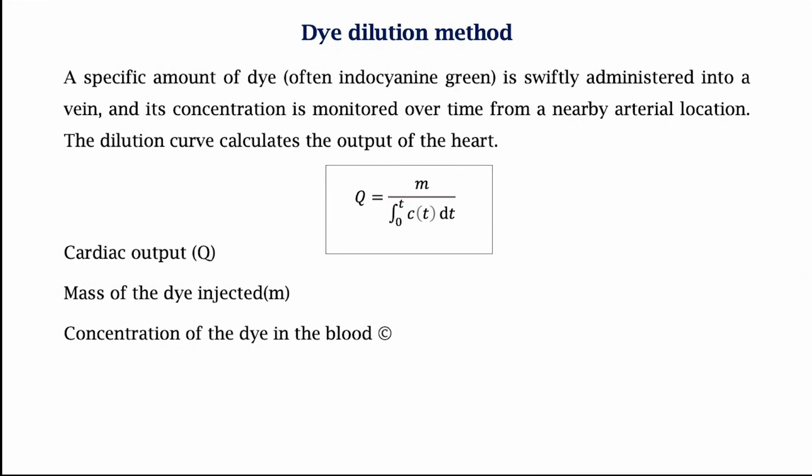This method was formalized in the early 1900s, sometime around 1920, by Stewart and Hamilton. Essentially, the area under the concentration-time curve depends only on the quantity of the indicator and not on the flow rate, not on the speed of injection or the detection of this.